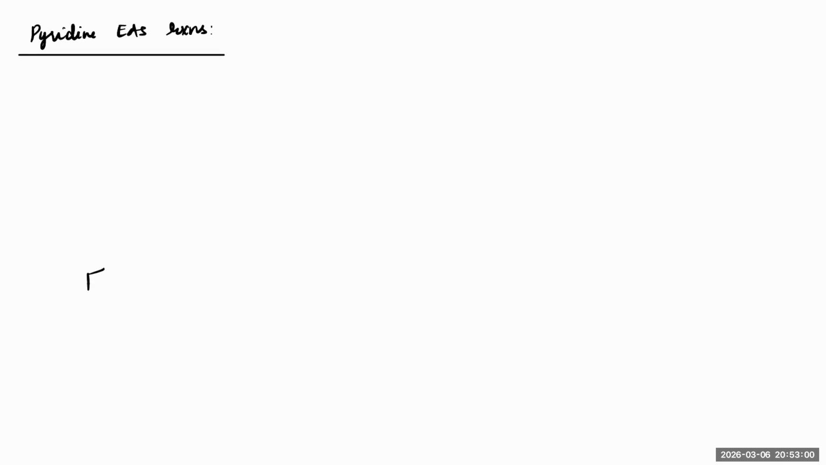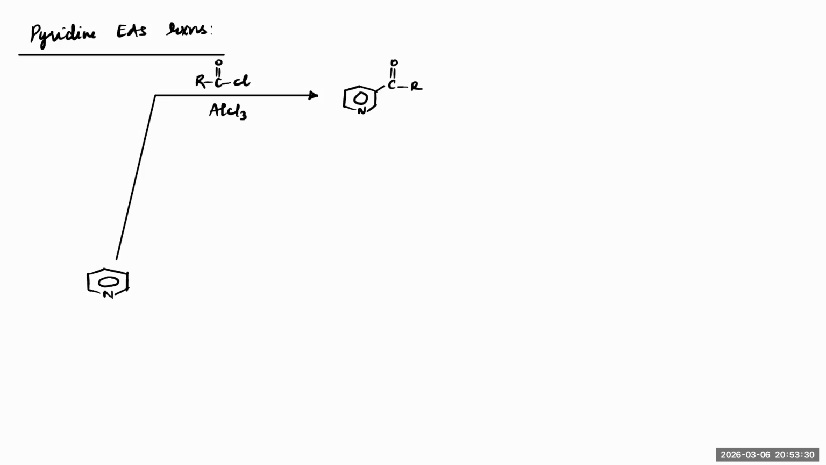Starting with N here, this is pyridine, and if pyridine has to make different reactions here, starting with first Friedel-Crafts acylation, that is RC double bond O Cl in the presence of AlCl3. Now that will undergo acylation. You know that in case of pyridine we have alpha, beta, gamma, and we know that beta is the most stable form of the intermediate here. So you should always write it at beta position.